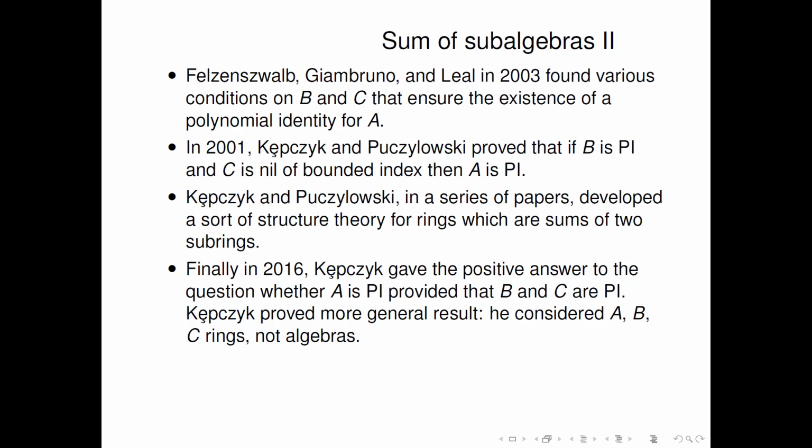And finally, in 2016, Kępczyk gave the positive answer to the question of Beidar and Mikhalev. In fact, he proved a bit more: you can consider this A, B, and C only as rings. That is, A is a ring which is a sum of two subrings B and C, and B and C are PI. In this case, you assume the identities to have integer coefficients, as you consider the rings as algebras over the integers.